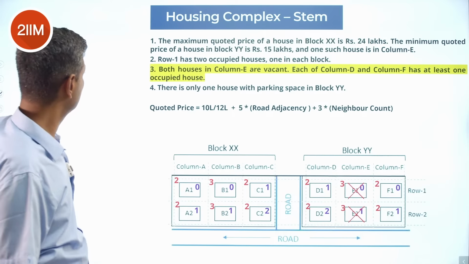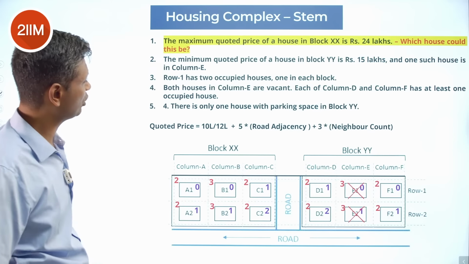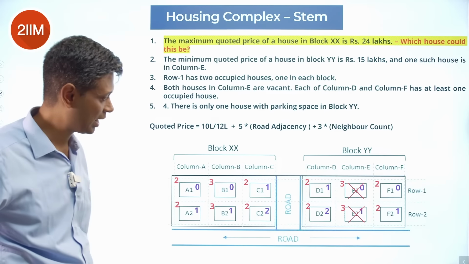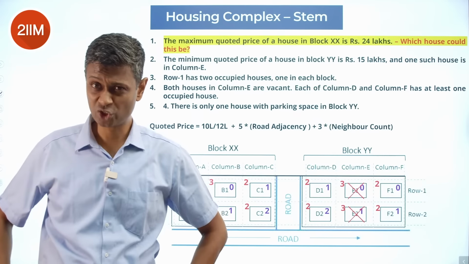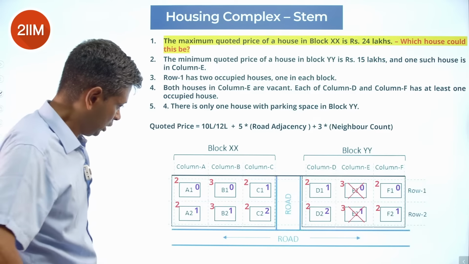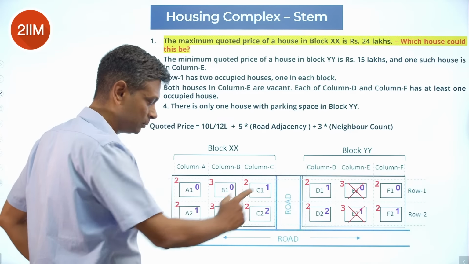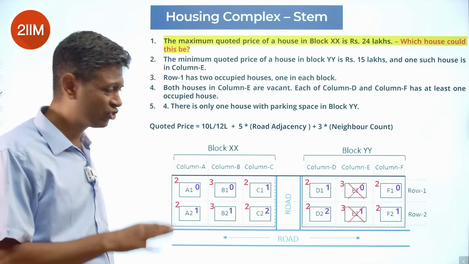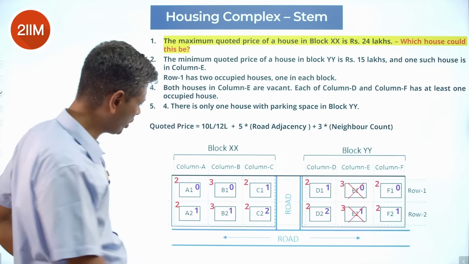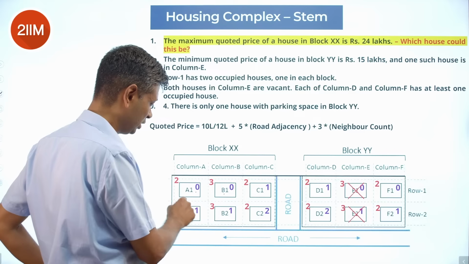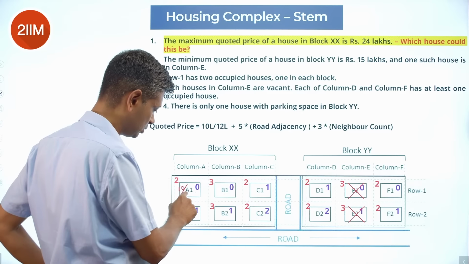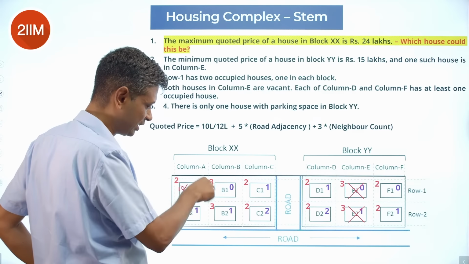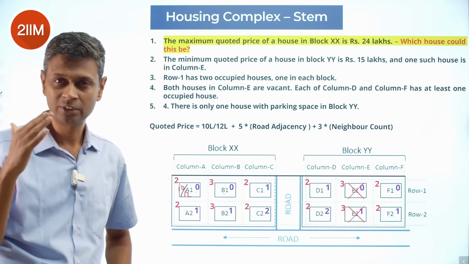Nice, we've got this. I think the first one, the maximum quoted price of a house in block XX is 24 lakhs. 24 lakhs, a very interesting number. Each of these base prices is 10 or 12. Now the road adjacency we know. The road adjacency were 0. It will be 10/12 plus 6 maximum plus 9 maximum, cannot go to 24.